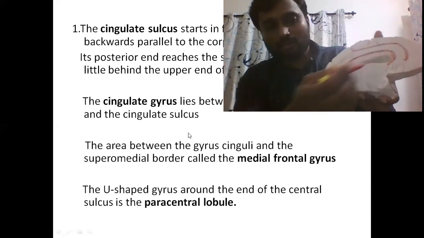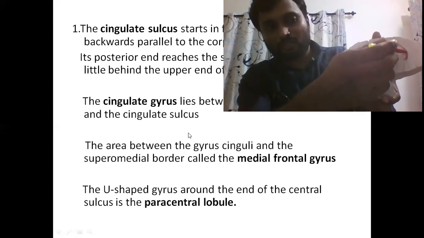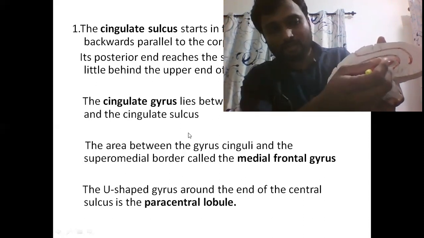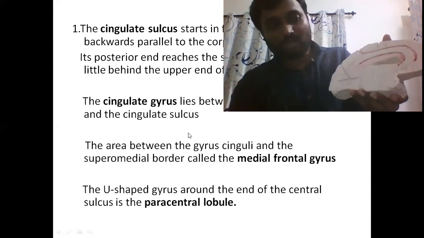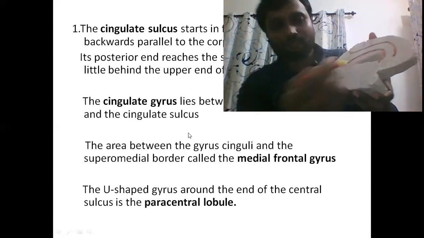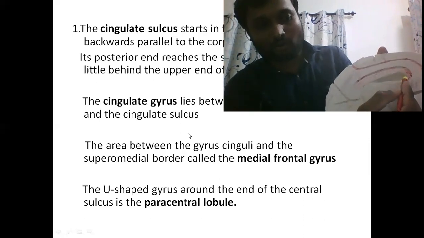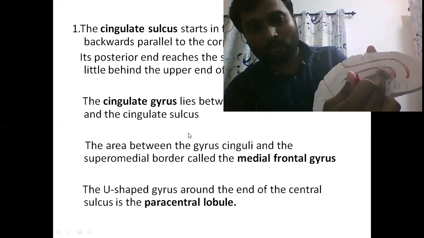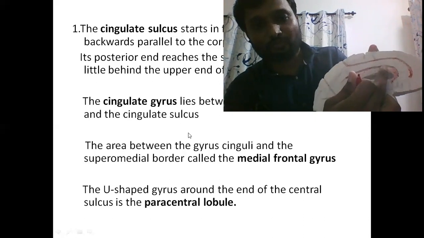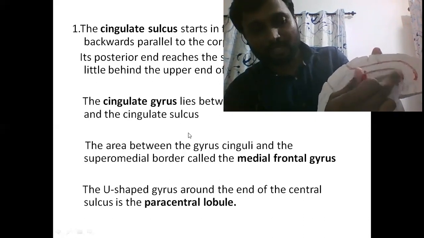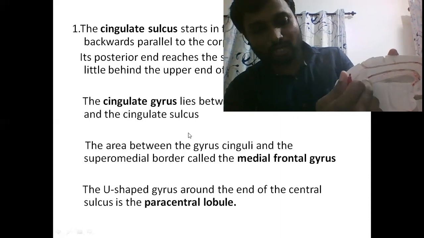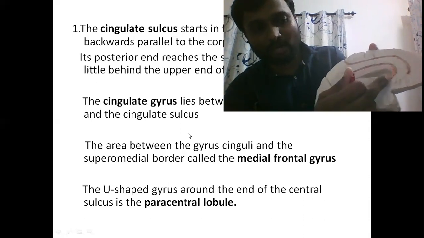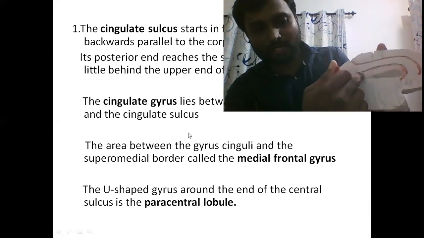Then above the callosal sulcus, almost parallel to it, we can see another one. This is the cingulate sulcus. Where does it start? It starts in front of the genu of the corpus callosum. First we should know the parts of the corpus callosum. This area is the rostrum. Then it turns backward, and that bend is known as the genu. Then the body, then the posterior thickest part, the splenium. We'll study it later. These are the four parts: rostrum, genu, body, splenium.